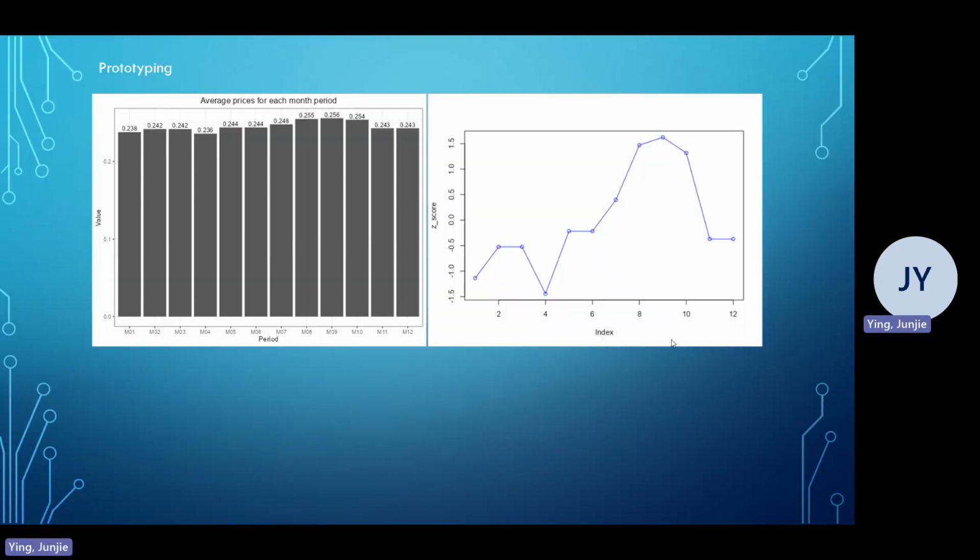The prototyping process. The left side shows the bar chart of average prices for each month period, and the right shows the z-score values. By looking at the z-score values, they can check the probability table to find when the best price should be, by calculating means, standard deviation, and so on.